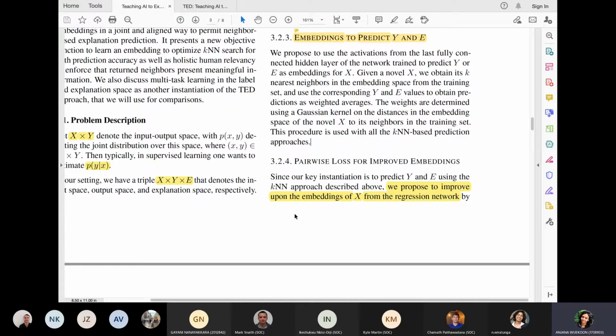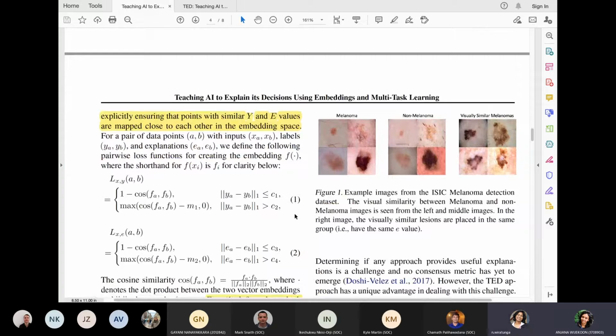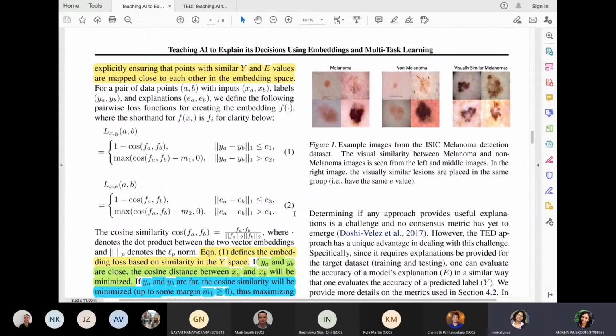Maybe Kyle can jump in and explain it better. It's about learning this feature space where similar ones are close together. But in this case, the similar ones are not defined by the label only, but also by the explanation. And Anu has a hand raised.